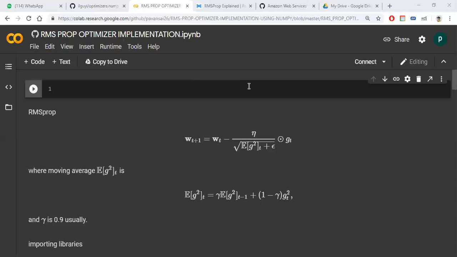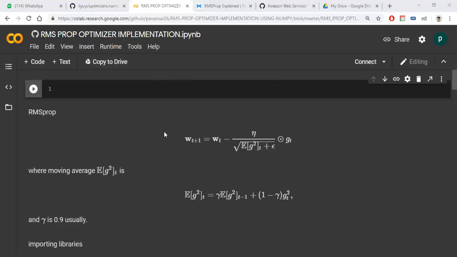So the moving average is the main principle behind RMS prop. In the moving average, we also use squared gradients and their averages, and we are using the moving principle. That's why it is called the RMS propagation optimizer. This optimizer was proposed by Geoffrey Hinton.